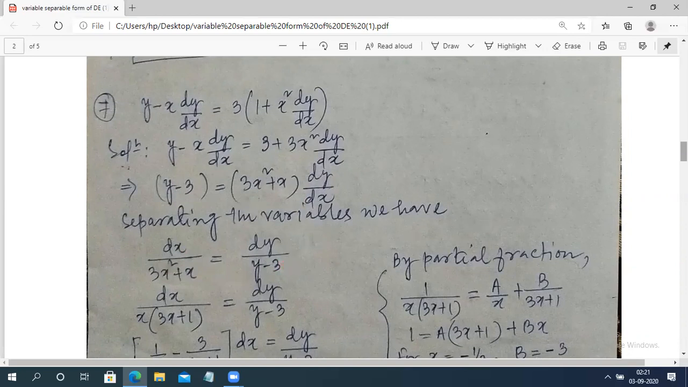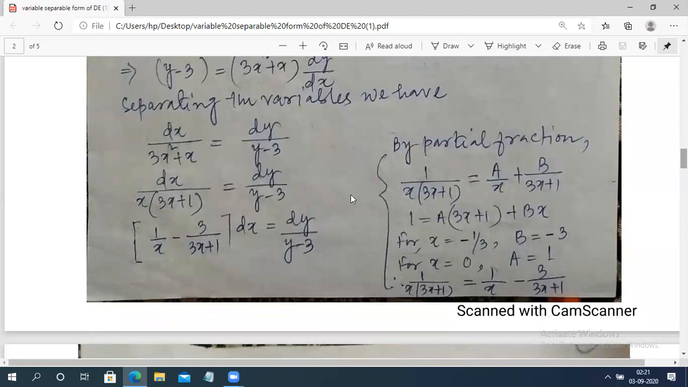Now you can see that we cannot integrate this function directly. Left hand side we cannot integrate this function directly, we have to integrate this. We can write this expression by partial fraction like this.